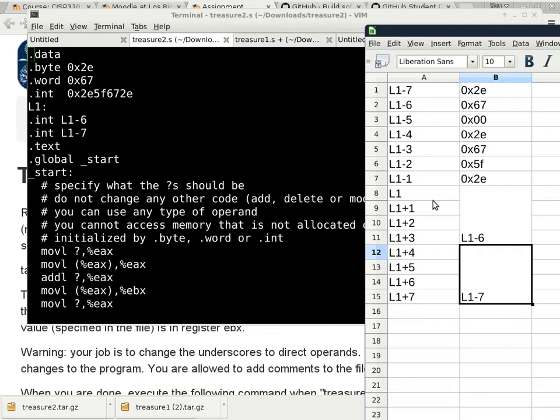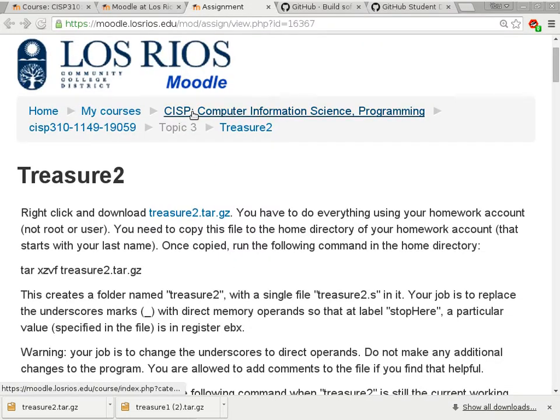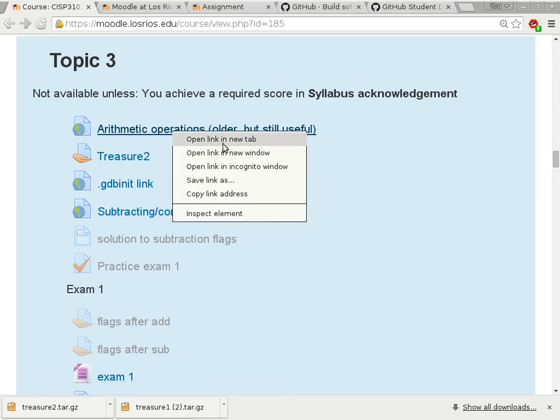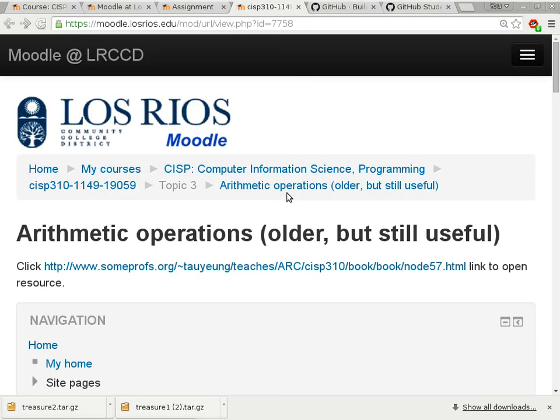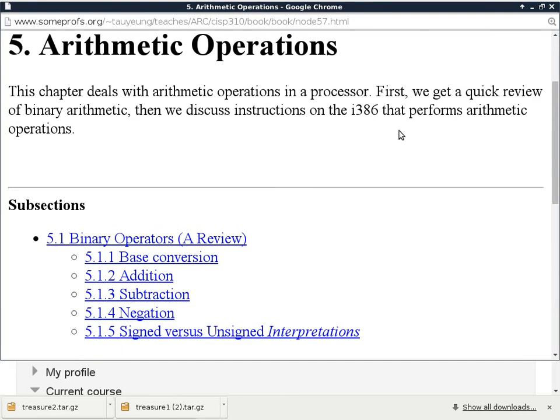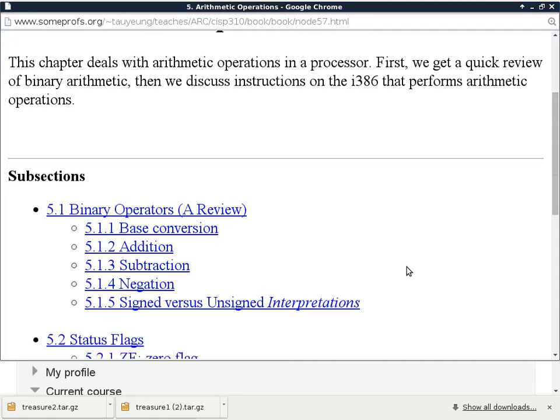If there are no questions about this, then we'll move on and finish up the add instruction discussion, and then we'll move on to subtraction and comparison, which is actually not very exciting, but they're very useful. So we'll start with arithmetic operations. This one is older content that I wrote a long time ago. It's still relevant, it still applies. Some of these topics we have already talked about.